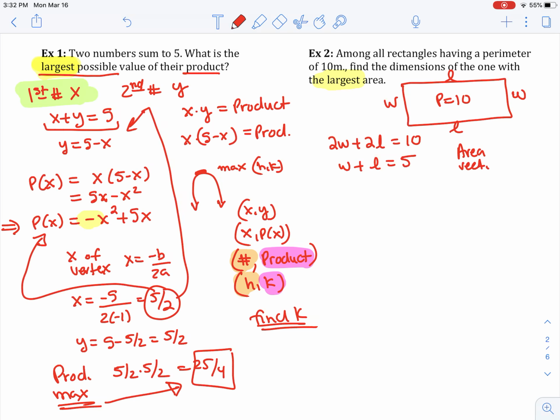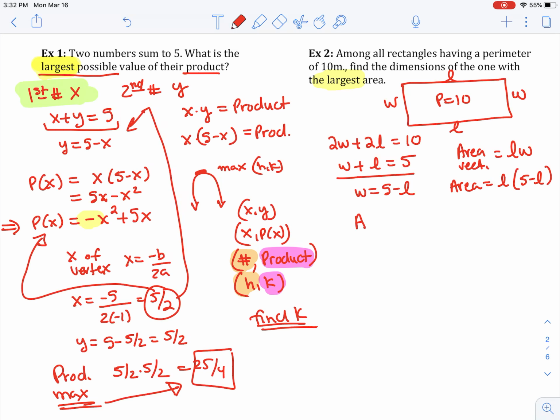Well, if we're trying to find the area of our rectangle, we know the area of a rectangle is equal to length times width. But we don't want to have 2 different variables, so we're going to use our constraint equation to solve for one variable in terms of the other. So I'm just going to solve for my width in terms of my length. So my width is equal to 5 minus my length. And so my area is equal to L, length, times 5 minus length.